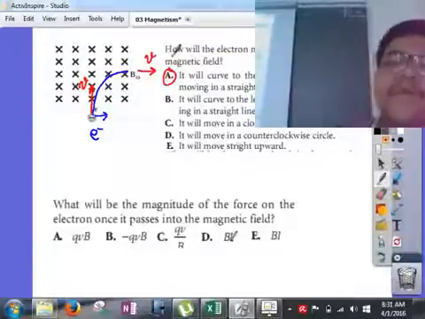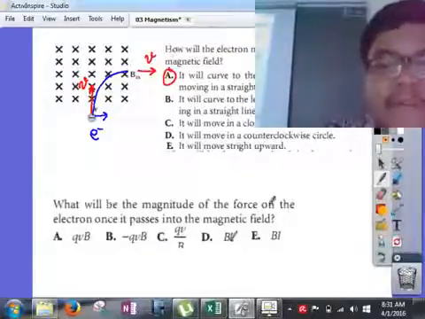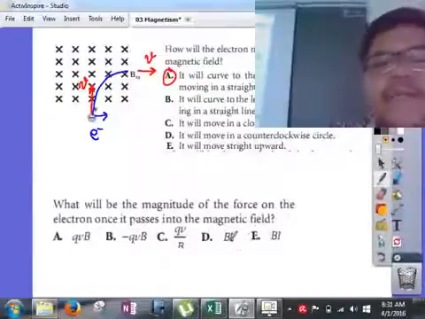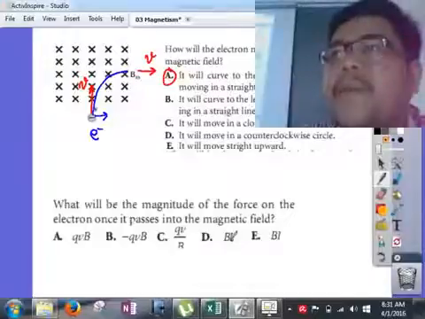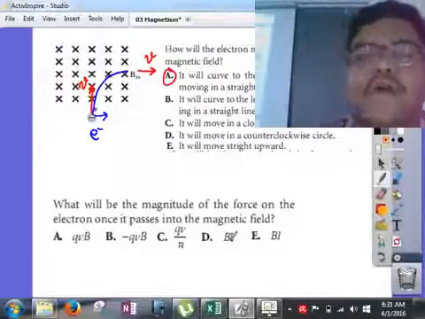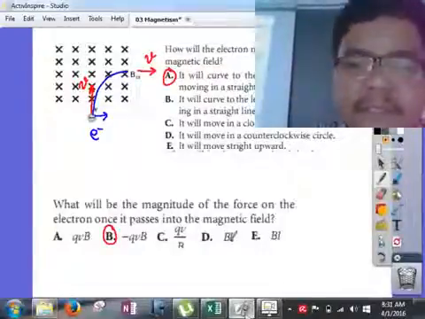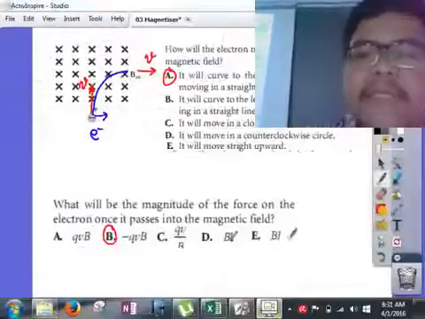Now, what will be the magnitude of the force on the electron once it passes into the magnetic field? QVB, right? But it is negative, so minus QVB. Okay, please write it down.